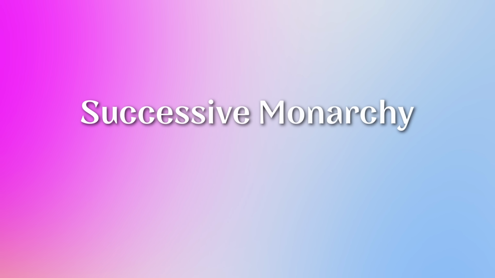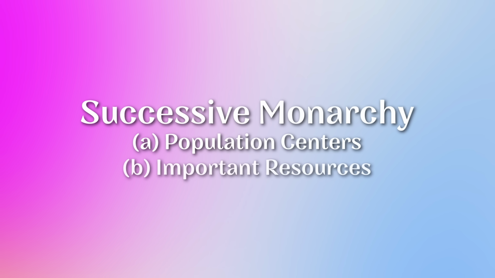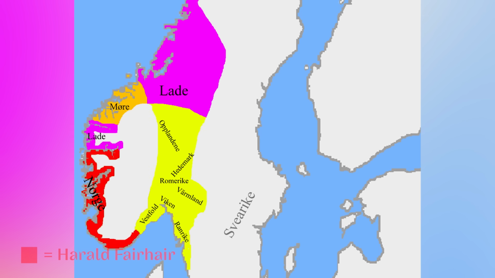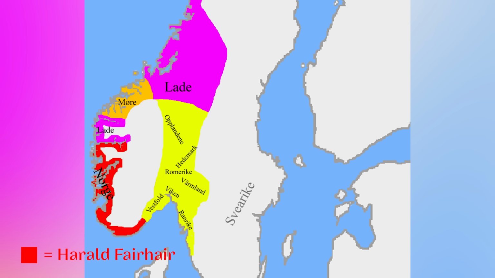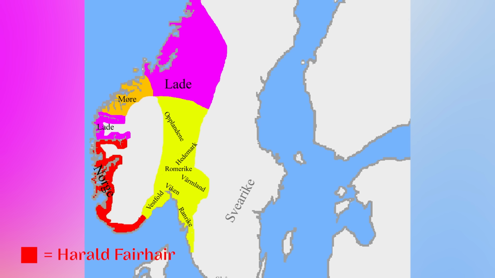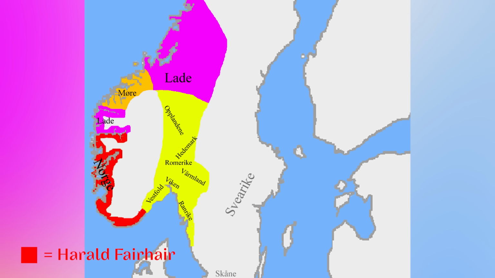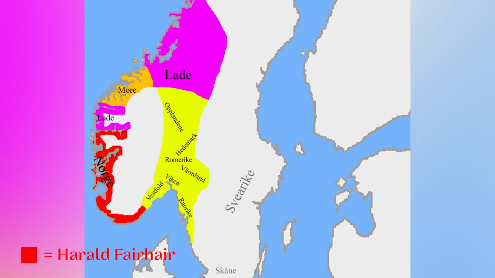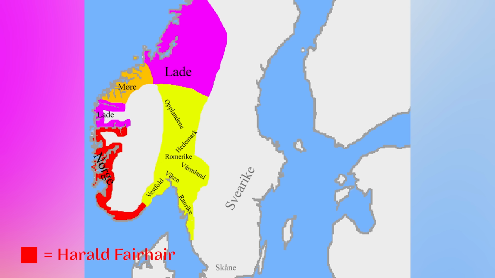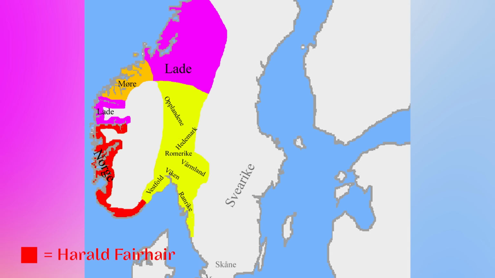A successive monarchy usually arises from a single family controlling A, population centres, and B, important resources, not necessarily the largest swath of land, though they often did, because historically, controlling large swaths of land meant controlling resources. Consider this map of Norway in 930 CE. Harold controlled almost the smallest portion of Norwegian land, but all of the main population centres and much of the fishing trade with the rest of Scandinavia. The imbalance of power here allowed Harold to exert force on those around him and enforce a successive monarchy.